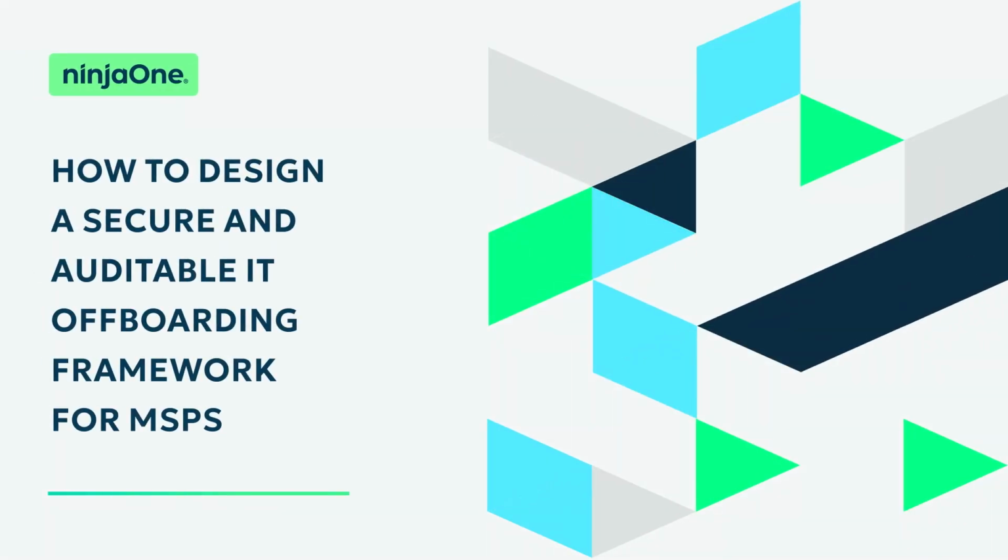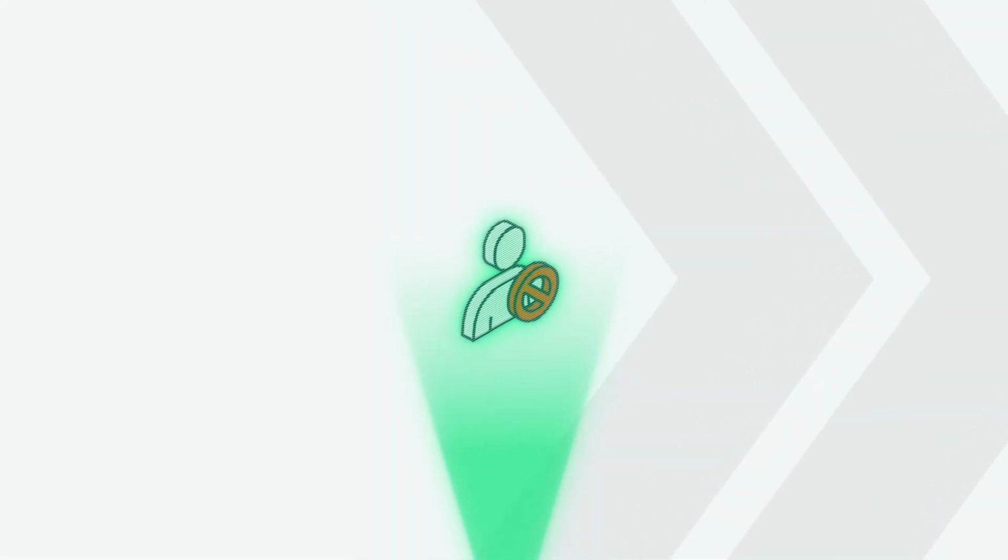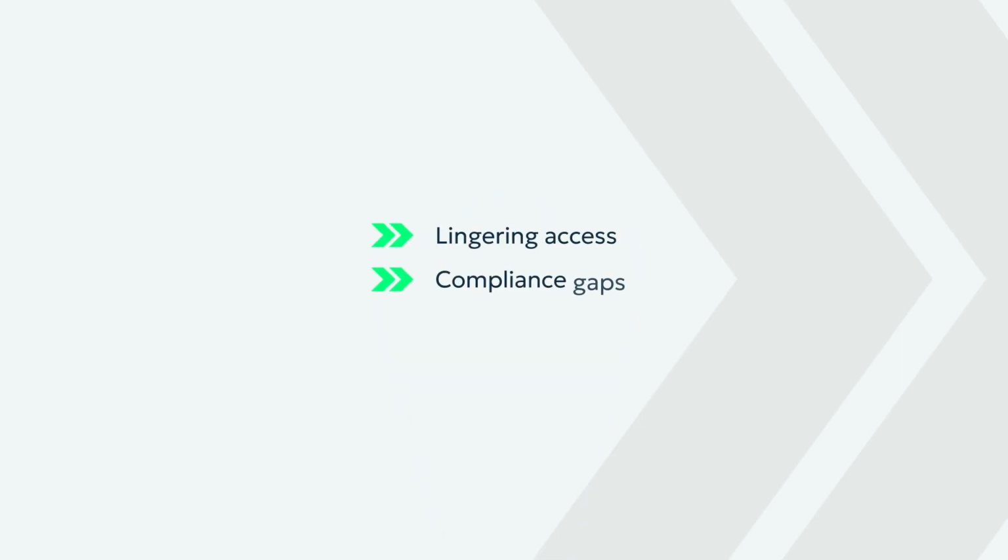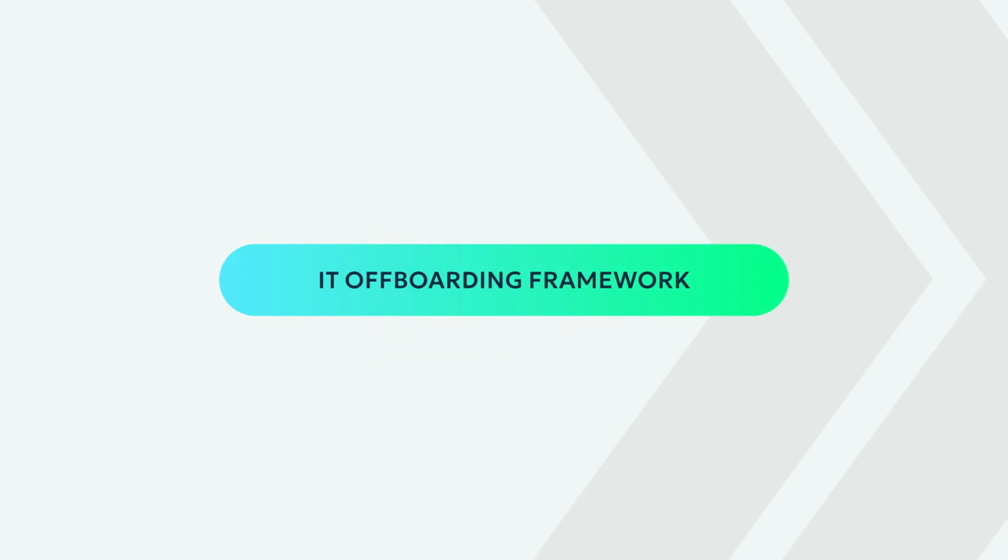How to design a secure and auditable IT offboarding framework for MSPs. Offboarding is one of the most critical parts of IT operations. However, it is also one of the most often overlooked aspects. For MSPs, inconsistent IT offboarding can lead to lingering access, compliance gaps, and security risks. In this video, we'll break down how to design a secure, auditable offboarding framework that scales across clients.